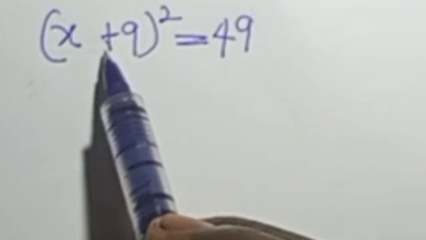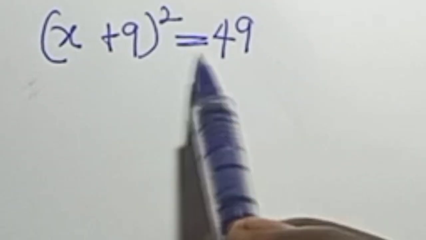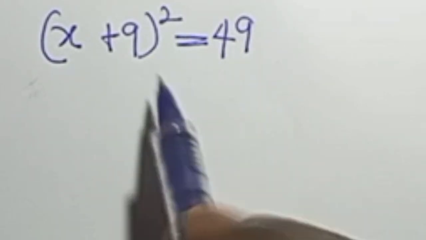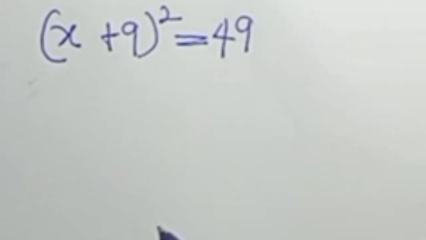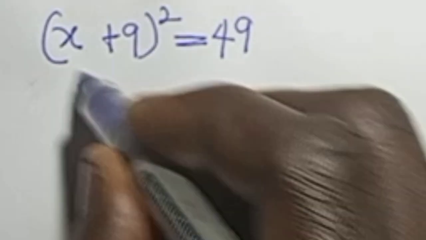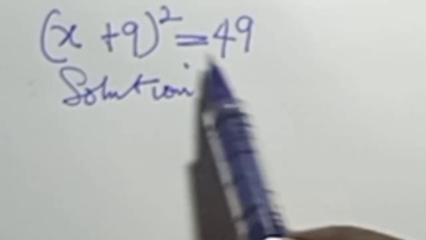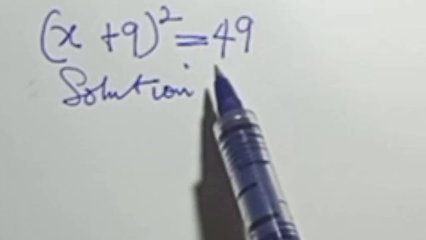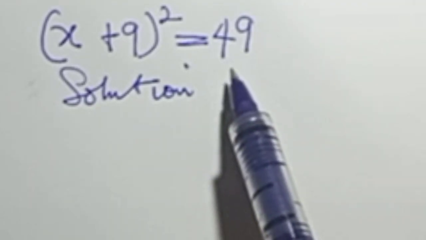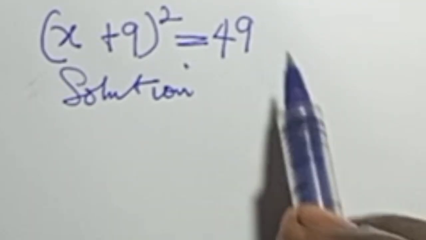Today we have (x + 9)^2 = 49. x is the unknown, so we're going to solve together. Let's see the solution. We will solve this in 3 ways, and the most exciting one is the last one. So I want you to stay tuned to the end.